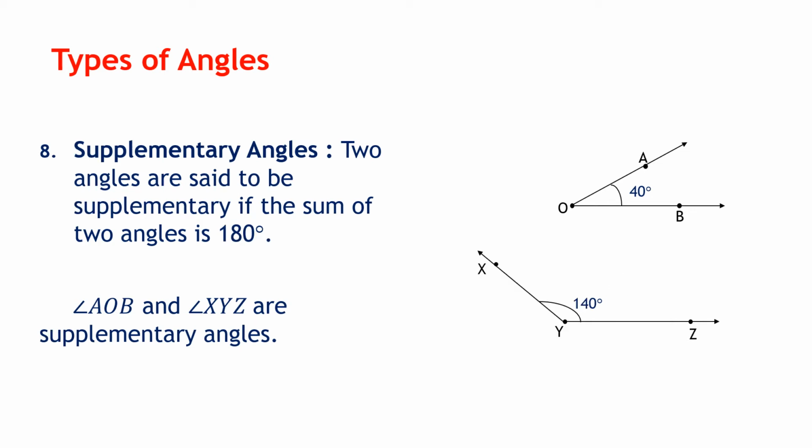The next we go to are supplementary angles. Here we have an acute angle of 40 degrees and an obtuse angle of 140 degrees. If you add them both, you get 180 degrees. So two angles are said to be supplementary if the sum of the two angles is 180 degrees or a straight angle. So complementary angles and supplementary angles are a relationship between two angles. If their sum is 90 degrees, then both the angles are complementary to each other. If their sum is 180 degrees, then both the angles are supplementary to each other.